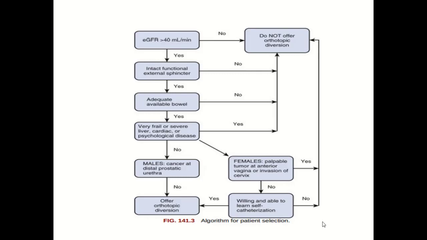This is an algorithm for the patient selection for the orthotopic bladder. If the GFR is greater than 40, we will offer the patient the orthotopic diversion, and if it is not, then do not offer the orthotopic diversion.